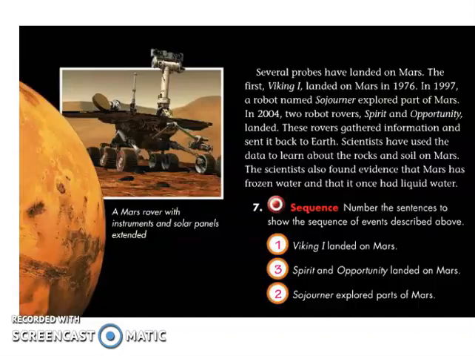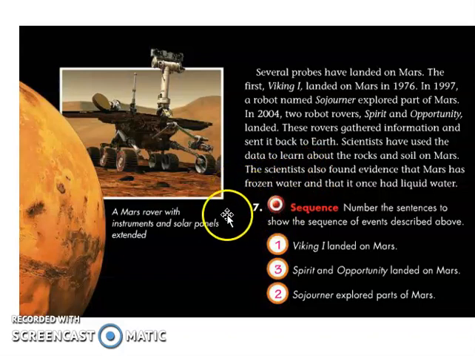Okay, so this is the picture of probes. Several probes have landed on Mars. The first is Viking, which landed in 1976. In 1997, a robot named Sojourner explored part of Mars. In 2004, two robot rovers named Spirit and Opportunity landed on it. These rovers gathered information and sent it back to Earth.